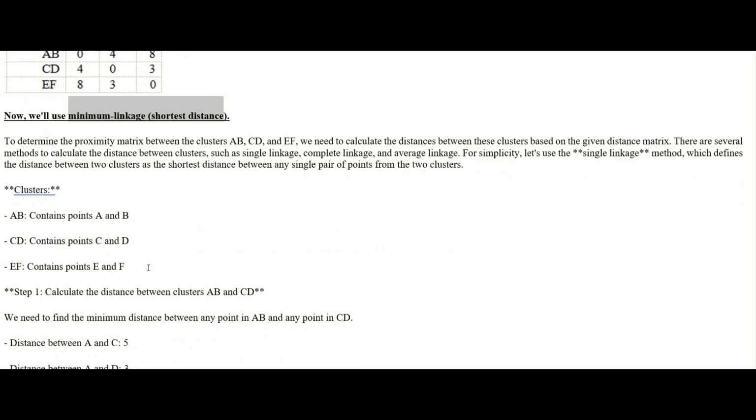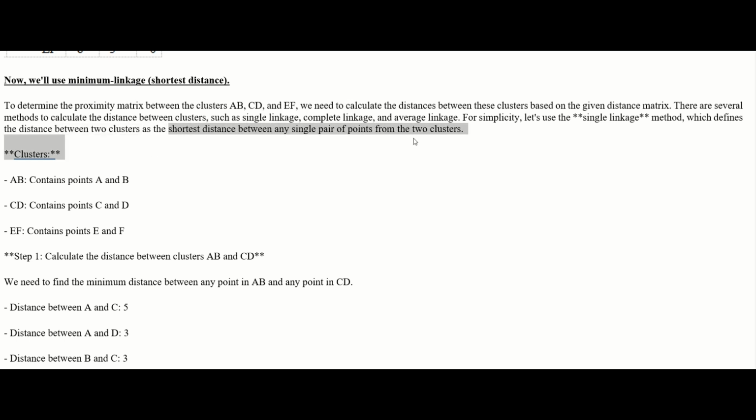Now similarly, we can calculate with the help of the minimum linkage distance, with the help of the minimum value, the shortest distance. So here we determine proximity for A, B, C, D, E, F. We need to calculate the distance between the 3 clusters based on the given distance matrix. There are several methods to calculate distance between clusters, such as single linkage, complete linkage, and average linkage. For simplicity, let us use the single linkage method, which defines the distance between two clusters as the shortest distance between any single pair of points of the clusters.